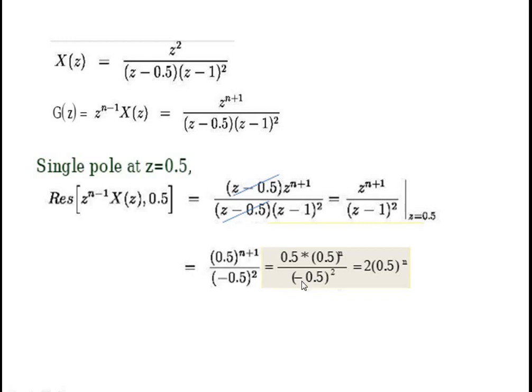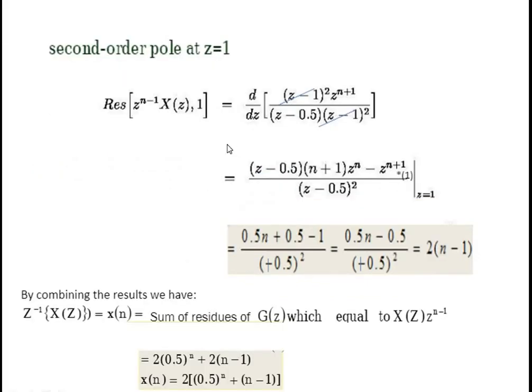After doing the simplifications, we get 2 into 0.5 power n. Now we get the residue at z equal to 1, the second order pole. We can use this formula only once. The formula is d by dz of the whole thing, multiplied with g of z. We substitute z equal to 1, and the answer is 2 power n minus 1. Now we add these two residues, and it gives the value of x of n, that is the inverse Z transform.